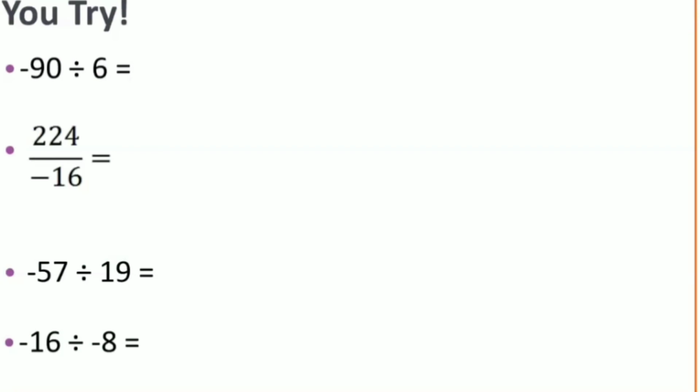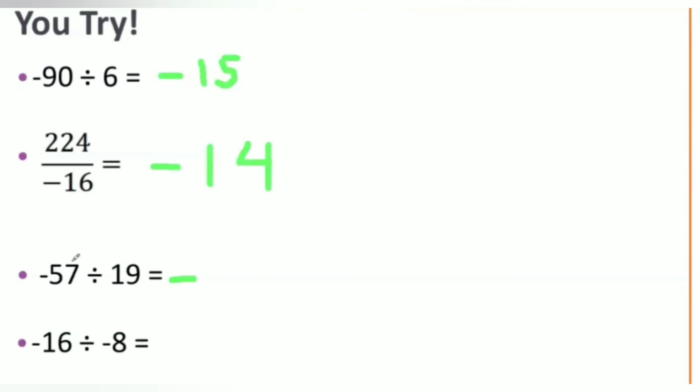Let's compare your answers with mine. We have negative and positive. The answer here is negative. Positive divided by negative, negative. Unlike signs, negative. Right? So these are both negative, so the answer is positive. Now divide the numbers as usual. 90 by 6, that's 15. So the answer is negative 15. 224 divided by 16, that's 14. So the answer is negative 14.